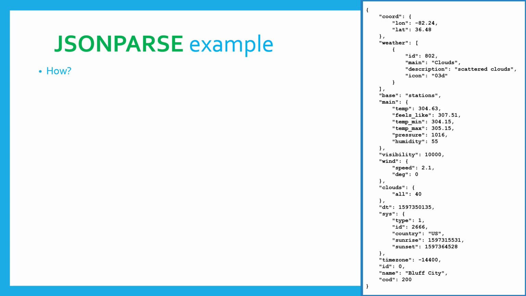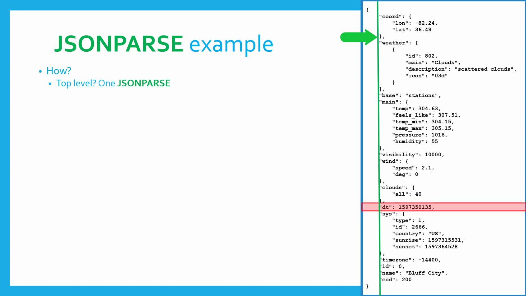So how do we go about extracting data from, say, the JSON record shown here? If what you're after is on the top level, a single JSON parse will suffice. For example, the date here designated as DT is a name value pair on the top level. A single JSON parse can search the JSON record for DT and find the value and store it wherever you want. How do we know what is on the top level? By the indentation. The top level objects are only indented once.